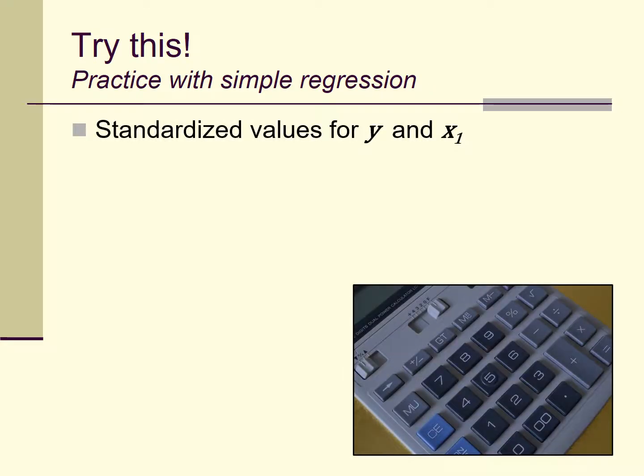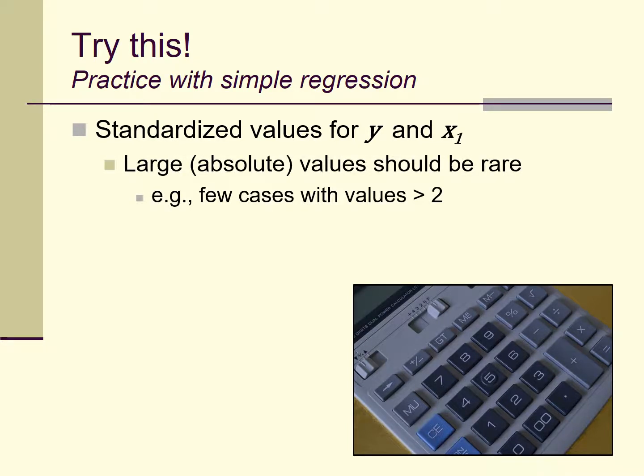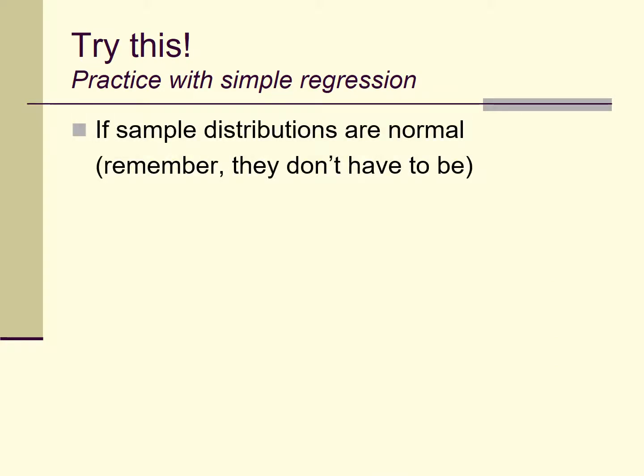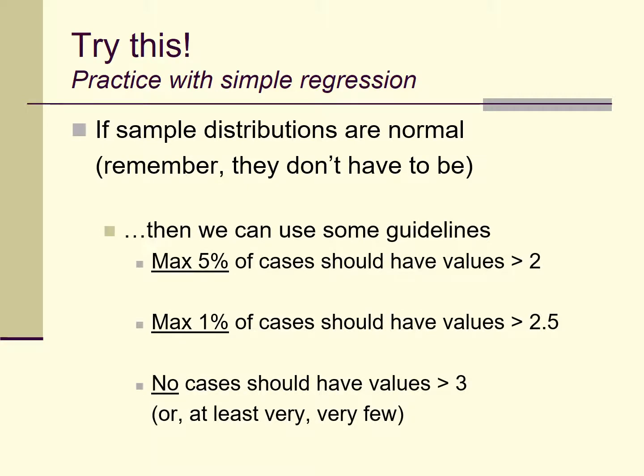So graphing is one option for looking for outliers. Another option is to compute standardized values for our variables, in this case our outcome variable and our one predictor variable. If we compute z-scores for these variables, then we would expect to see relatively few large standardized values, large positive or large negative values. For instance, we shouldn't see an awful lot of cases that have standardized values of our predictor variable that are greater than 2. Now, if our sample distributions are normal, and remember, they don't absolutely have to be, then we can use some simple guidelines.